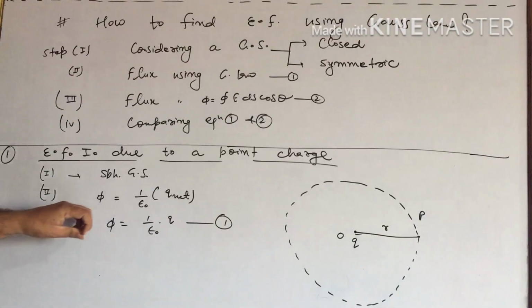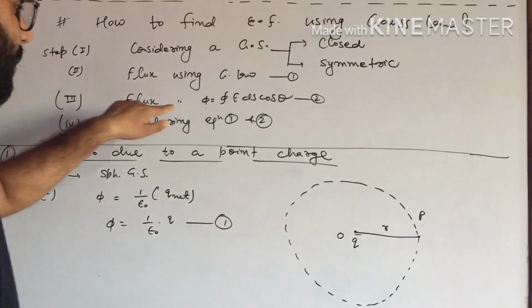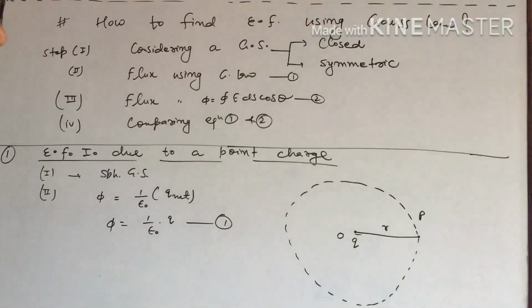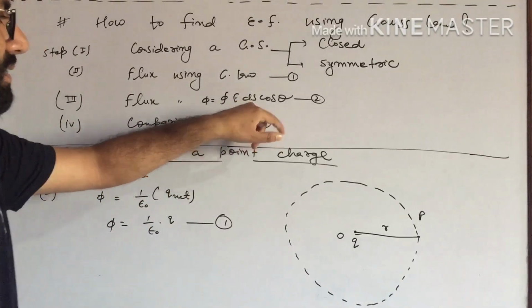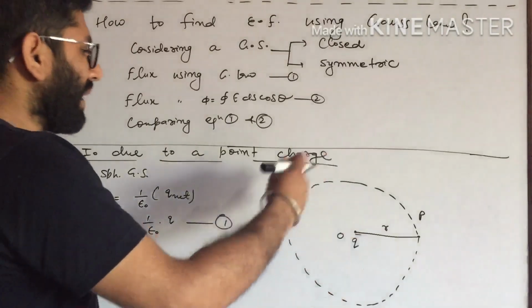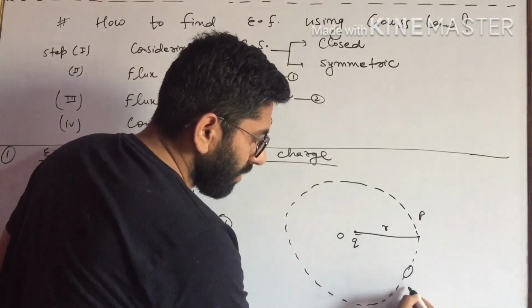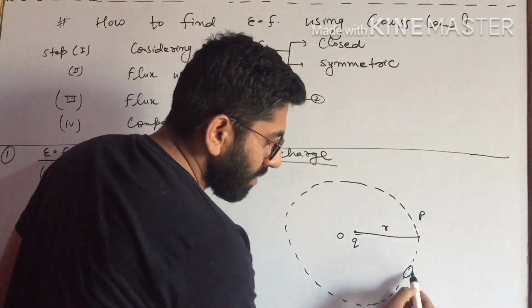Now the next step is we have to find out the flux by this definition. Flux is equal to E.dS cos theta. So E is the electric field, dS is the small element. We don't have any element over here, so let us assume one element. Suppose this is the element and its area is dS.